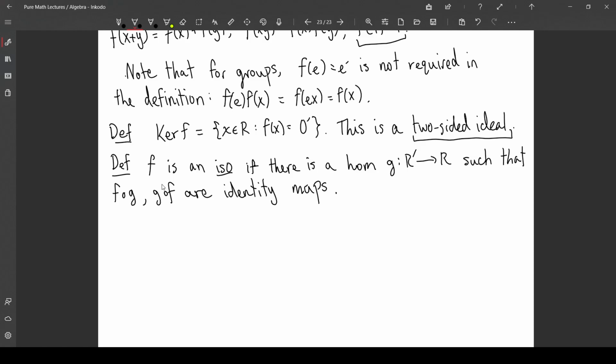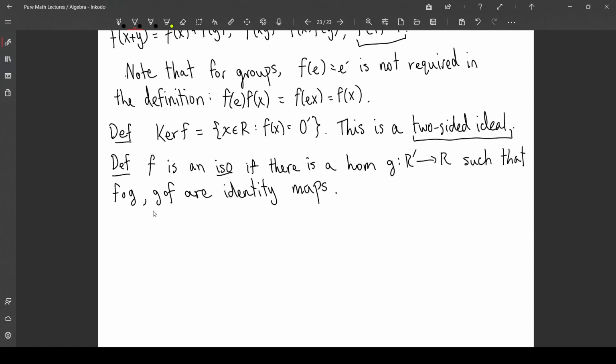So let's look at G composed with F. This is a function from R to R, because you plug something in R into F, you get R prime. Plug that into G, you get R. So this map, if I plug in any element in R, I'm going to get that exact same element out. And similarly with F composed with G, if I plug in any element in R prime, I get the same element out. Okay? So that's the definition of an isomorphism.